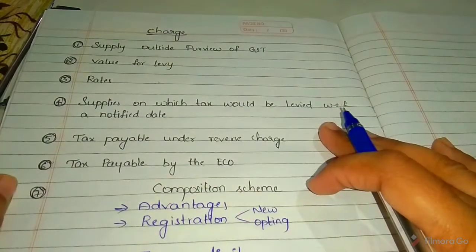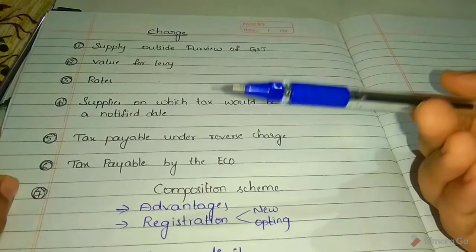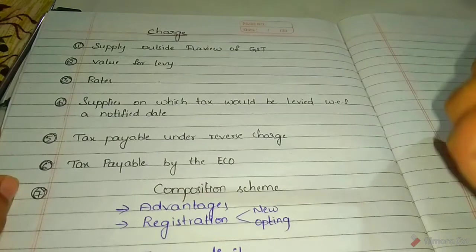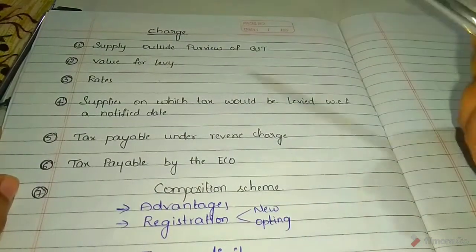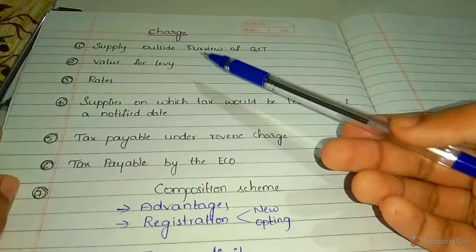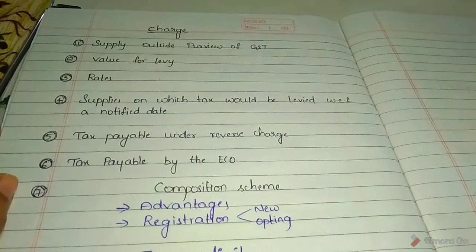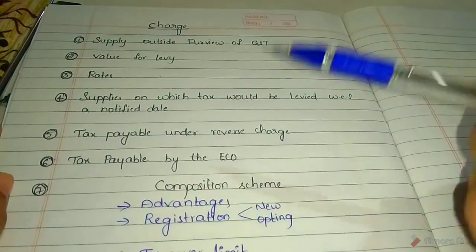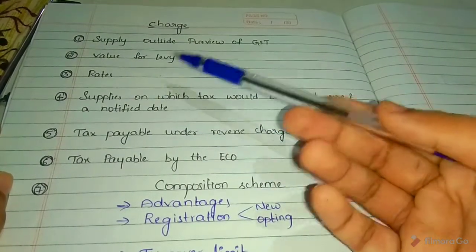See, supply outside the purview of GST. Which supply is outside the purview of GST? Alcoholic liquor for human consumption is outside the purview of GST. Okay, next, value for levy. See, transaction value under section 15 of the CGST Act. Okay, next question, rates.